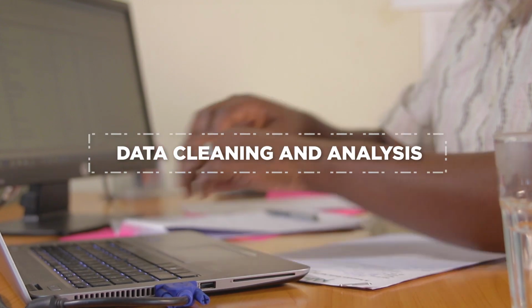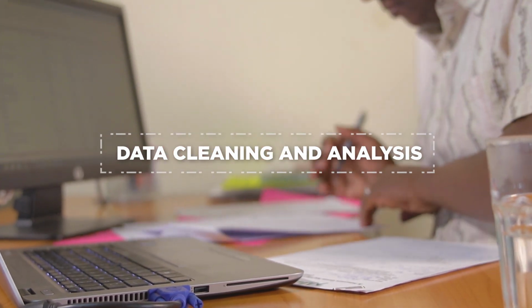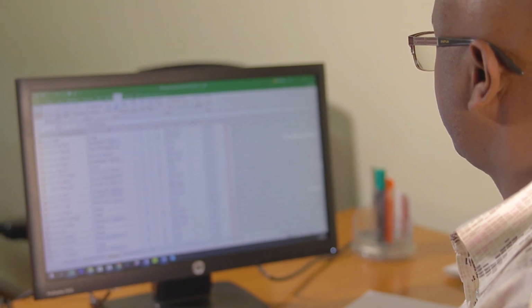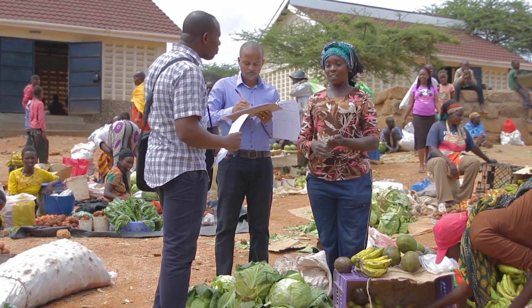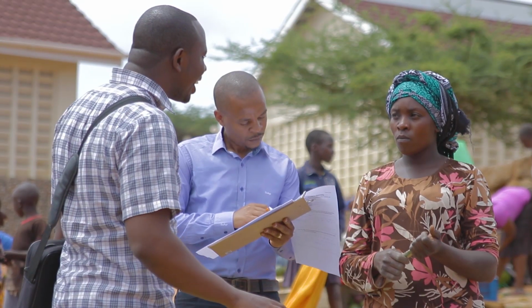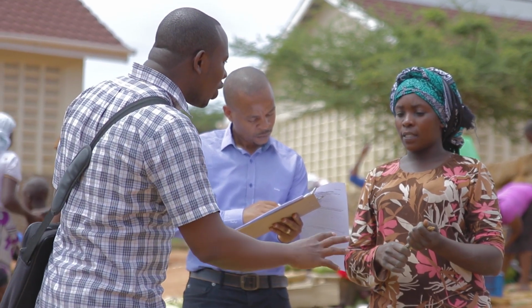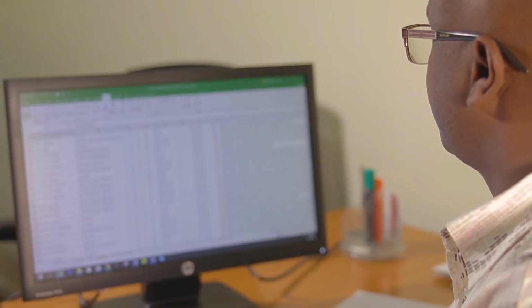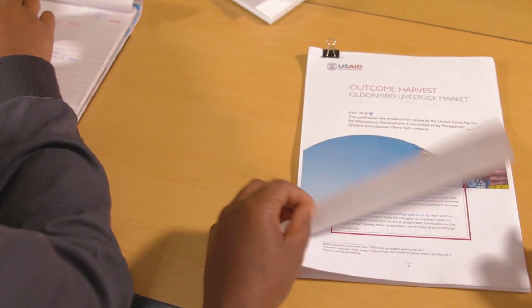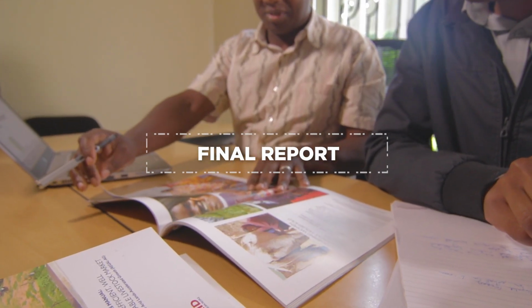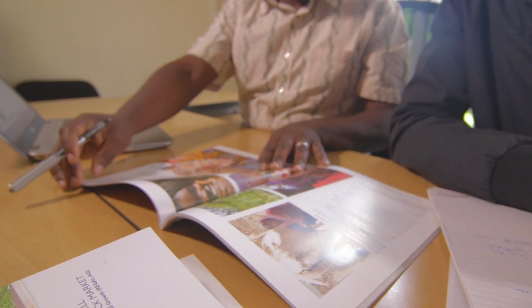After data collection, we entered and cleaned the data to ensure that there were no data entry errors. Sometimes we found that it was helpful to make follow-up calls to respondents to fill up any gaps that were noted. The data was coded and analyzed based on the outcomes we were tracking. Different software can be used for coding and analysis depending on the volume of data and the technical skills of the team. Like for any other study, we wrote up the results of the outcome harvest, including lessons learned.